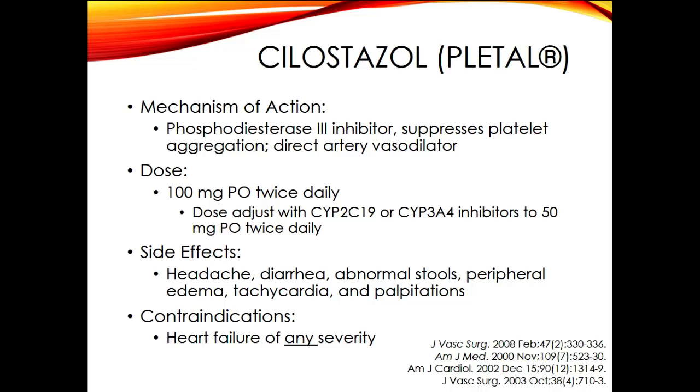Cilostazol is typically dosed 100 milligrams twice daily, but may need to be reduced to 50 milligrams twice daily when given with CYP2C19 inhibitors or CYP3A4 inhibitors. The medication should be taken on an empty stomach, so 30 minutes before or 2 hours after breakfast or dinner, due to absorption effects impacted by the presence of food.